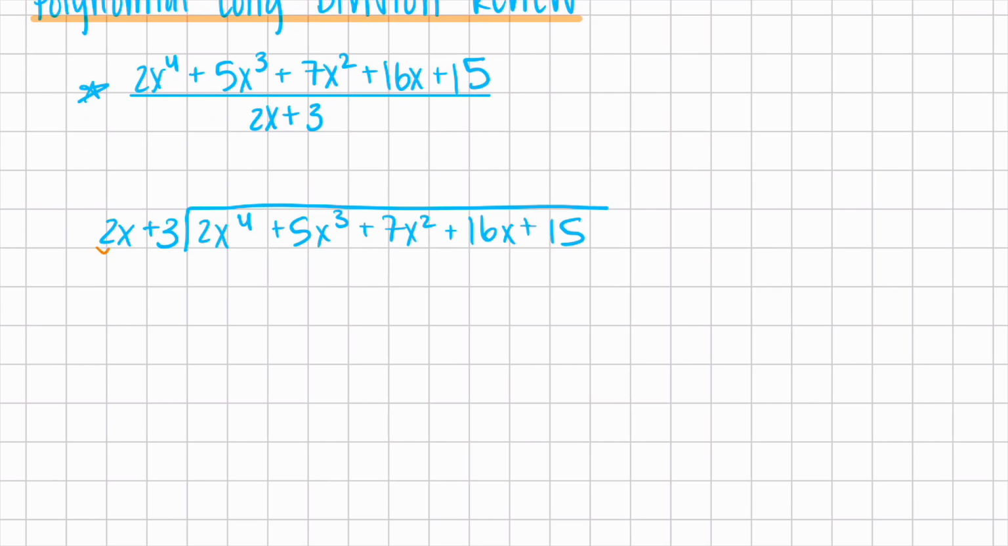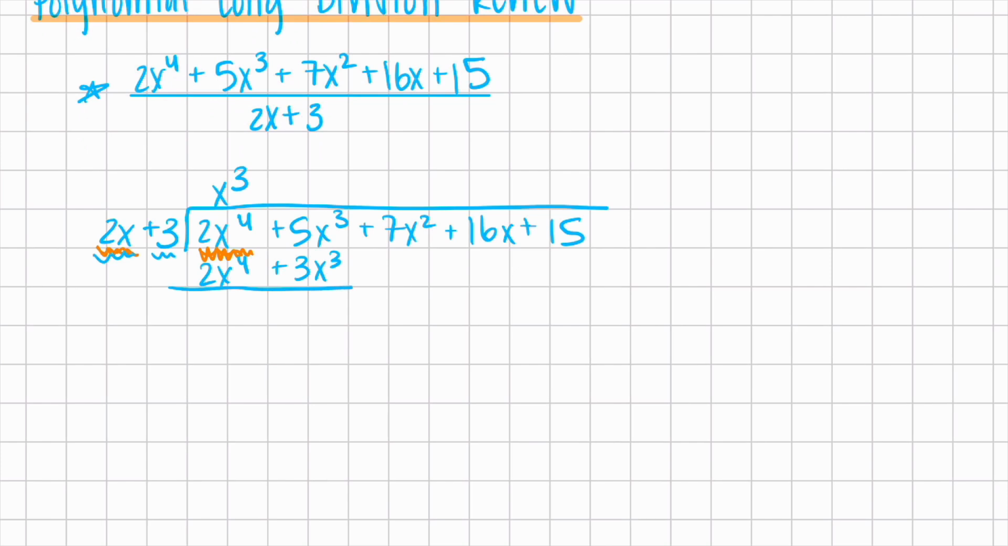And what we do is we look at the first terms and we say, this term times what gives me this term. In this case, that is going to be x to the third. Then I'm going to take x to the third and multiply it by both of these two terms. I'm distributing the x to the third. So we get 2x to the fourth plus 3x cubed.